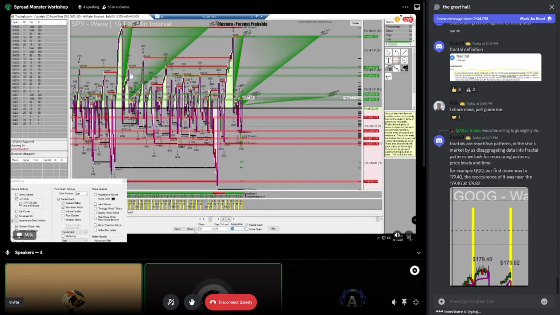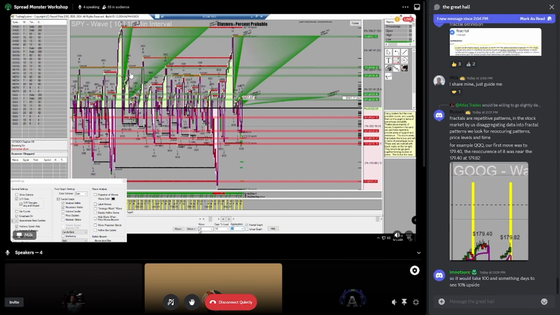Can you please reload the graph? Can you please reload your graph, sir?